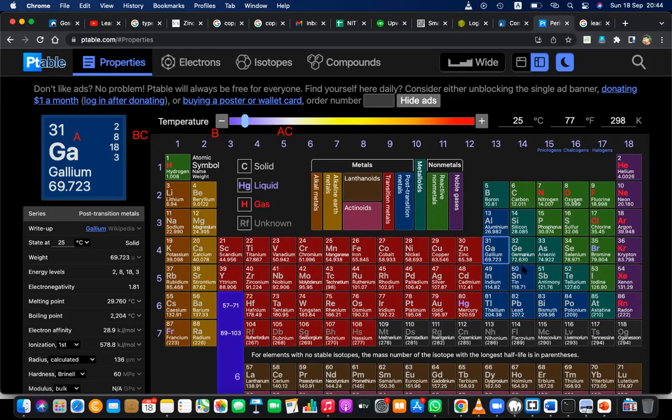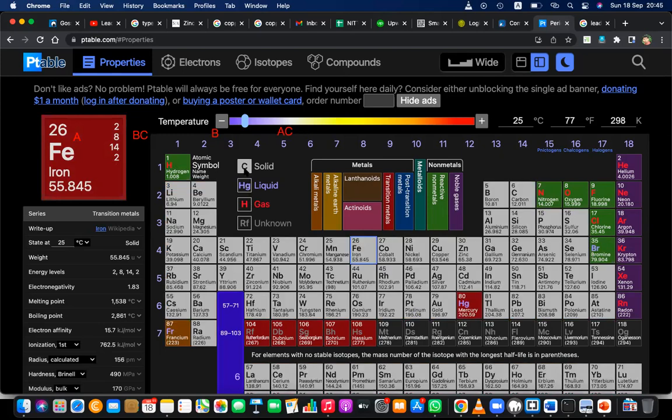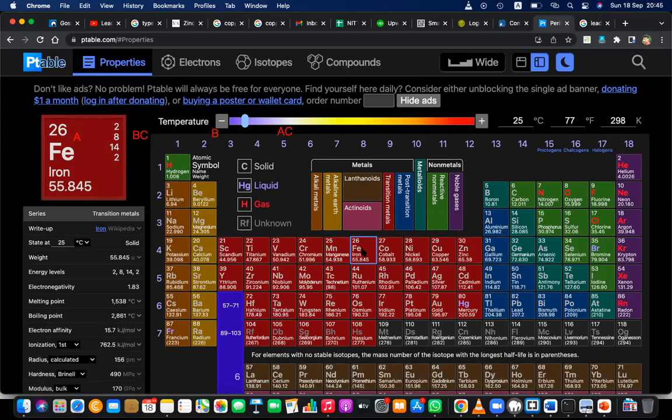It's within the first 30. Cannot find? Here, Fe is iron. It's here, number 26. Fe is iron, in the 26th place. So is it a solid, liquid, or gas? It's a solid, and it is a metal.